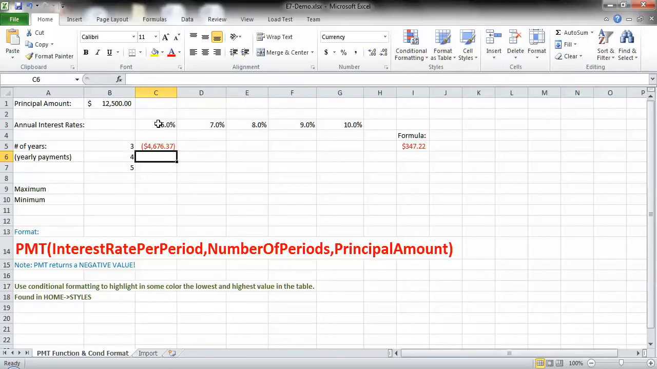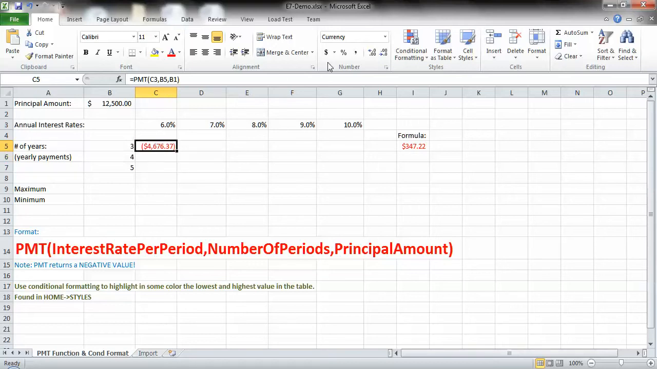In order to pay off $12,500 at a 6% interest per year, they're going to have to make $4,676 and some change payments every year for 3 years. If you multiply that together, you'll see that 3 times this is larger than $12,500, but that's because of the interest, of course.